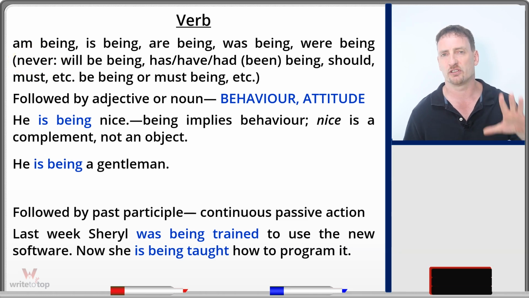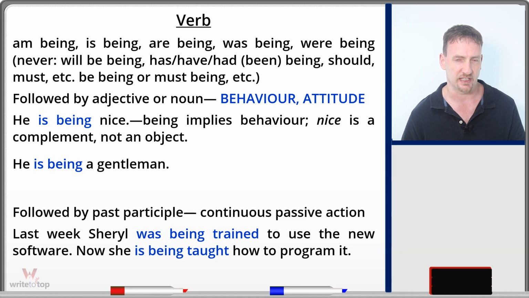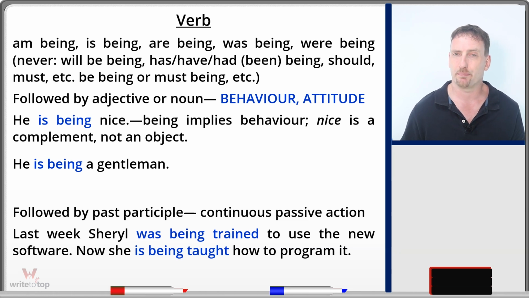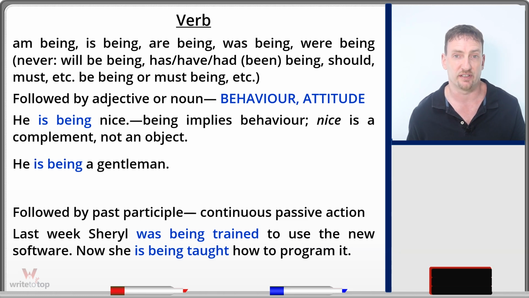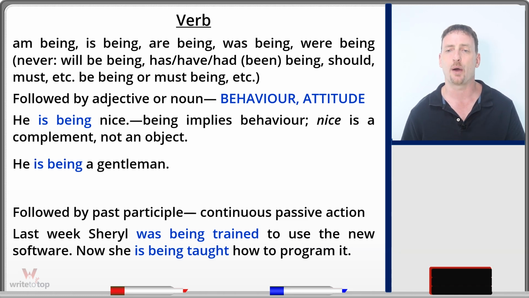Notice that we never say will be being or even will being. There is no future continuous for the verb being. We just say will be something, and that's the future. We don't use it in the continuous. We also don't use it in the perfect tenses. We don't say has been being or has being. And we don't say with a modal verb should be being or must be being, etc. So we don't mix being with any other verbs except the basic regular be verbs, am, is, are, was, were, period. Okay? So that's how we use it.